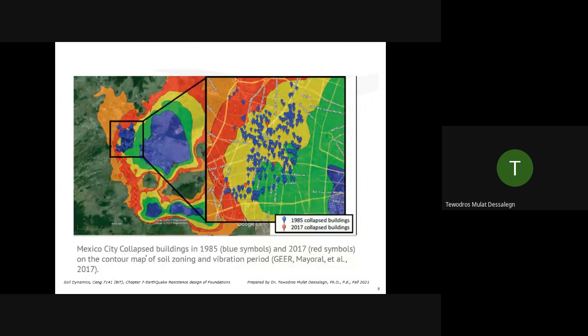Mexico City collapsed buildings in 1985, blue symbols. See how many buildings collapsed. This is the model prepared after the earthquake. And in 2017, red symbols. In 2017 also a few buildings collapsed, at least I see here 4 or 5, on the contour map of the soil zoning and vibration period.